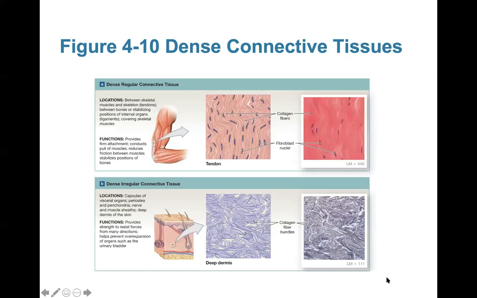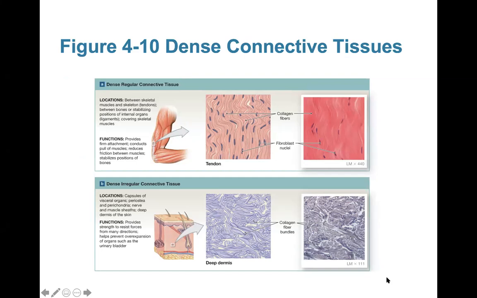If you look up top there, that's dense regular. You can see all the fibers are nice and parallel, versus dense irregular, which has the fibers going every which way. But the dense regular connective tissue, if you were to pull in the direction that the fibers are running, you would have a lot of support. However, if you were to pull in the opposite direction, out towards the sides, looking at this image, you can see that any pressure of pulling in that direction would tear this tissue very easily.